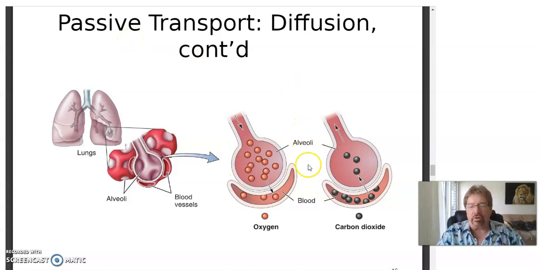Okay, we were talking about the alveoli, the little air sacs in the lungs, and how the blood gases, oxygen and carbon dioxide, move from areas of higher concentration into areas of lower concentration, which is diffusion, which does not take any energy, which is great because there's such an enormous amount of this going on that if it was an active process, we couldn't keep up with it.